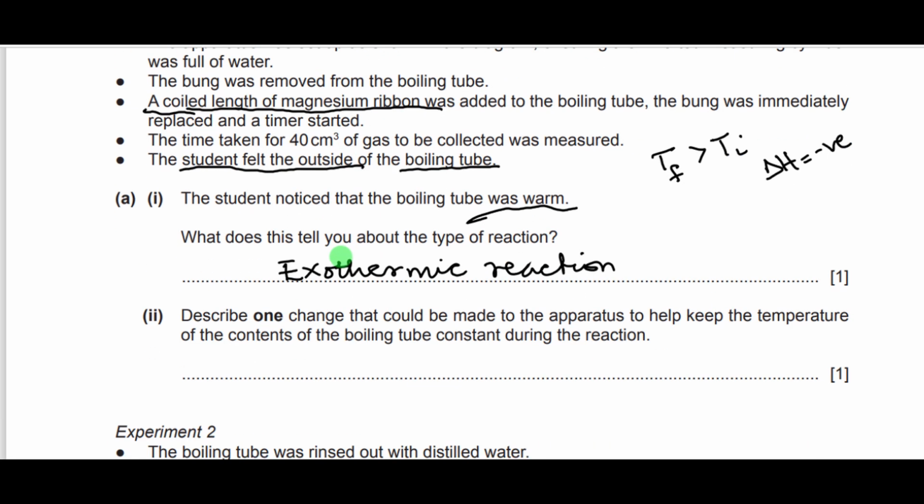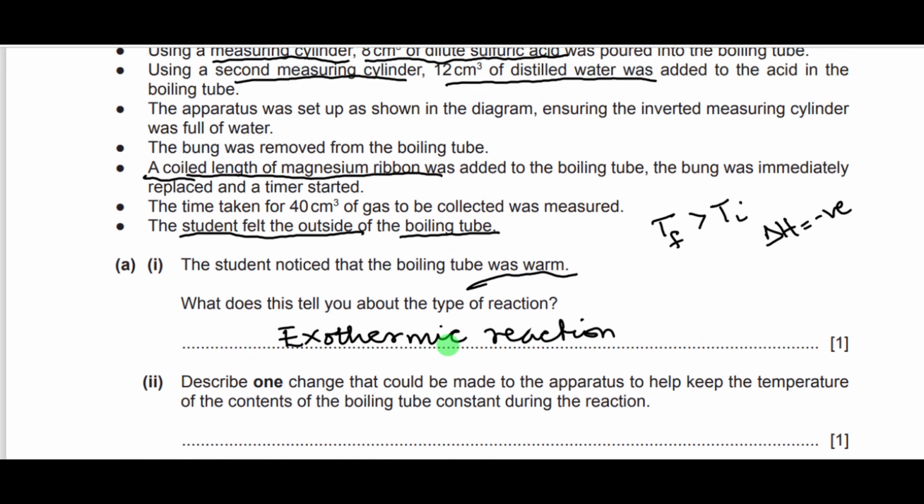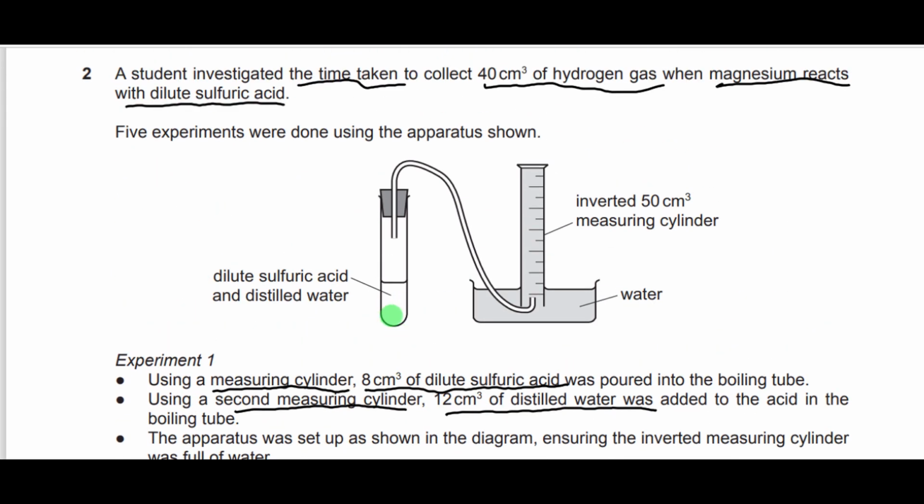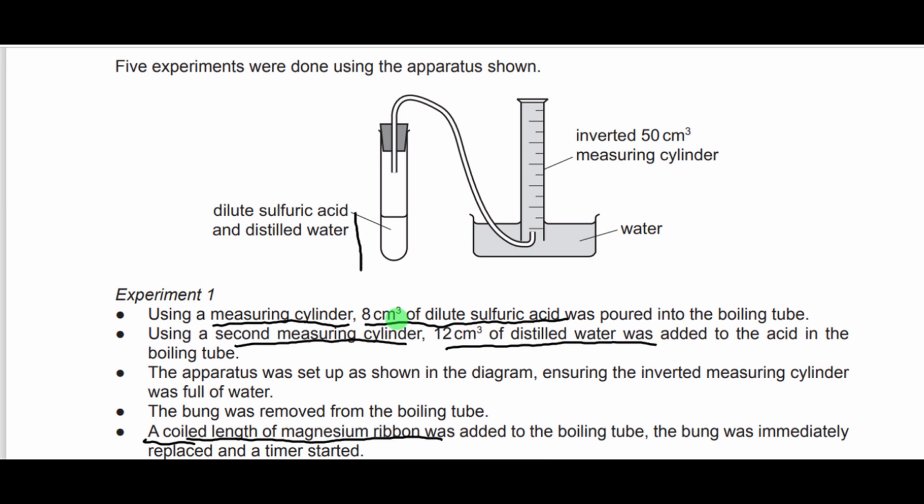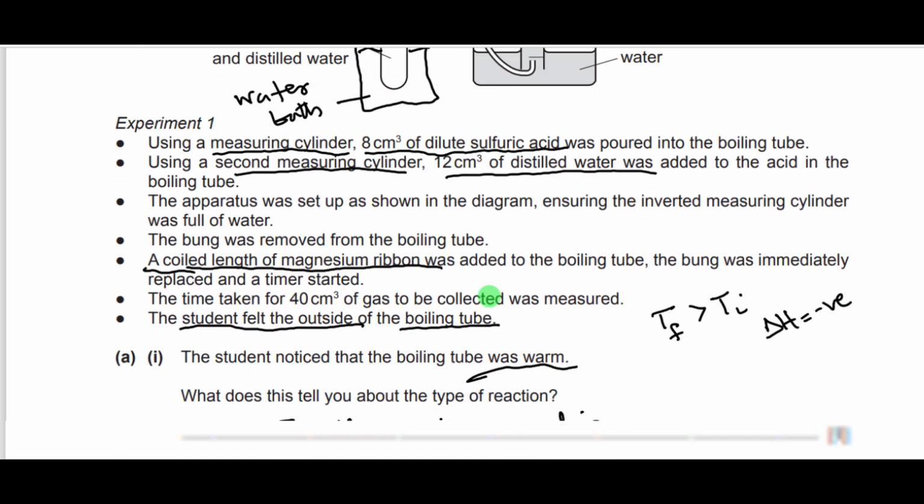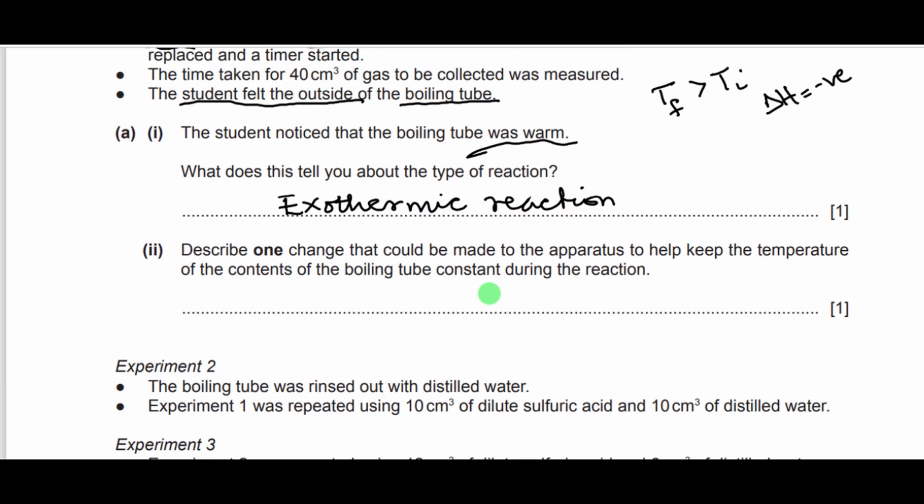Describe one change that could be made to the apparatus to help keep the temperature of the contents of the boiling tube constant during the reaction. As you can see here, heat was being lost to the surroundings, so over a period of time the temperature will not be constant. To keep the temperature constant, something must be done to this setup. We need to place this setup in a water bath. The water bath will help regulate the temperature and make it constant.